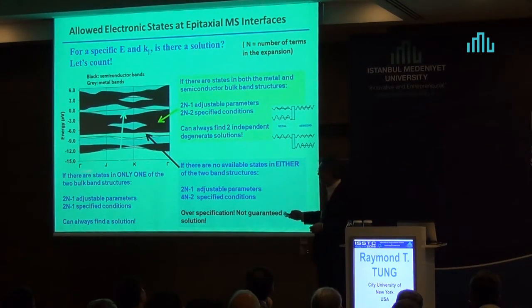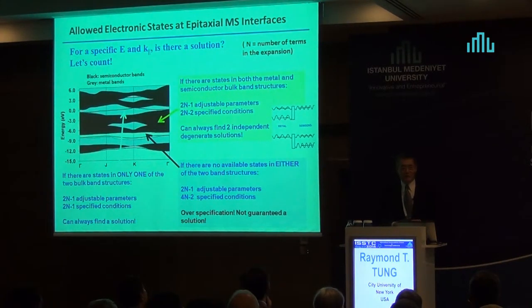Now, the third scenario is if we are in a region in energy and k-parallel where there are no available states in either the metal or the semiconductor. Now we're in trouble here because we have 2n minus 1 adjustable parameters, but we actually have 4n minus 2 conditions to satisfy. So there is a huge over-specification. Usually what this means is there are no solutions, unless by accident there is redundancy in the conditions and there is internal consistency. When that accident happens, we may find a solution, but this happens very rarely.